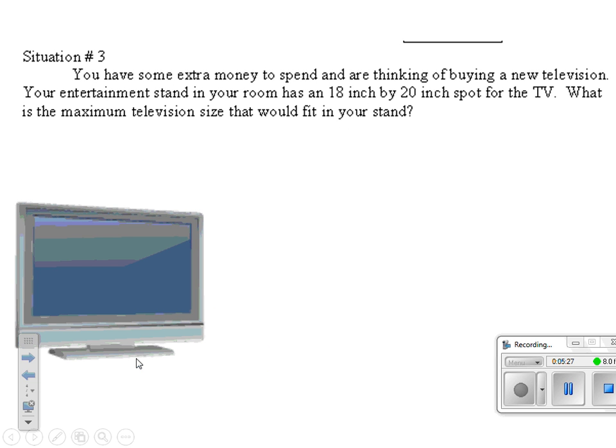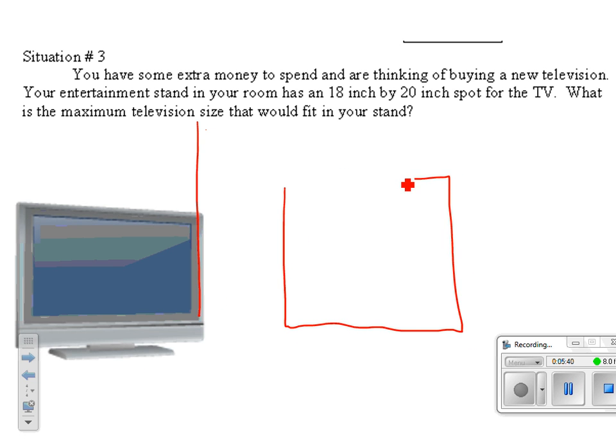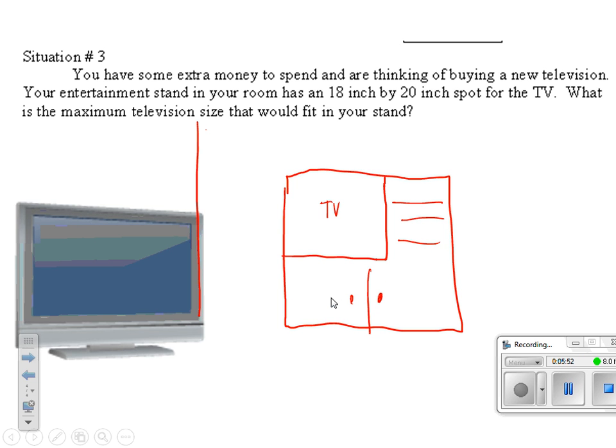You have some extra money to spend and you're thinking of buying a new television. Your entertainment stand in your room has an 18 by 20 inch spot for the TV. So you've got an entertainment center. Woo! Here's my entertainment center. I have an 18-inch by 20-inch spot for my TV, so this is where my TV is going to go. I've got some shelves over here. I got some doors down here to store my DVDs and my VHS tapes. You probably don't even know what those are. Maybe some CDs, stuff like that.